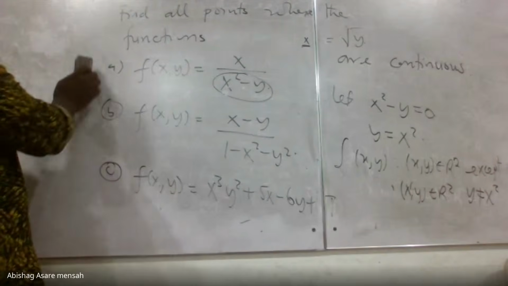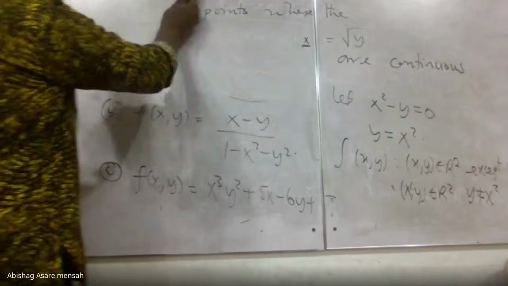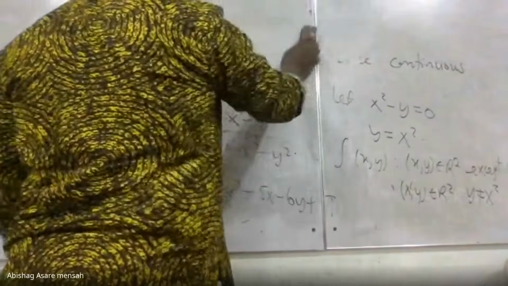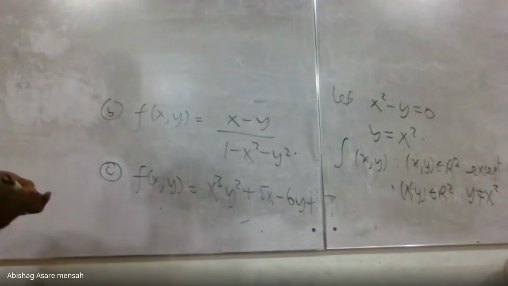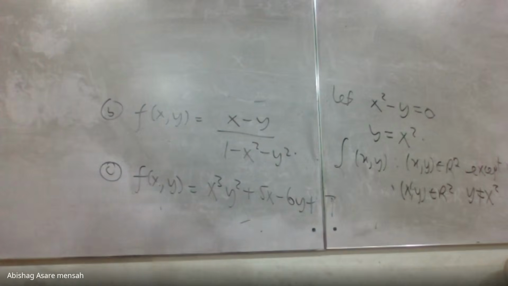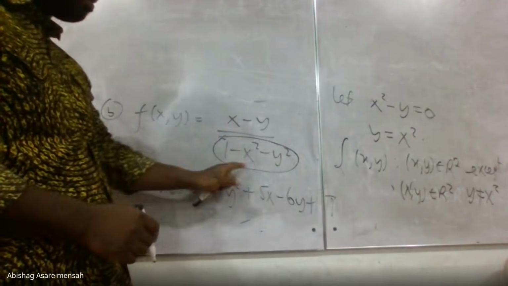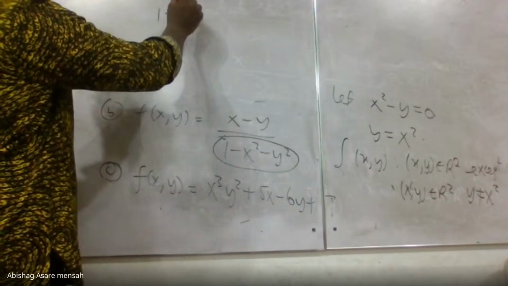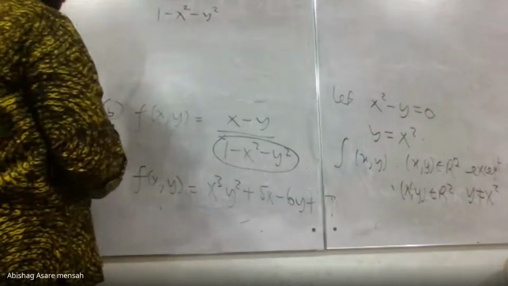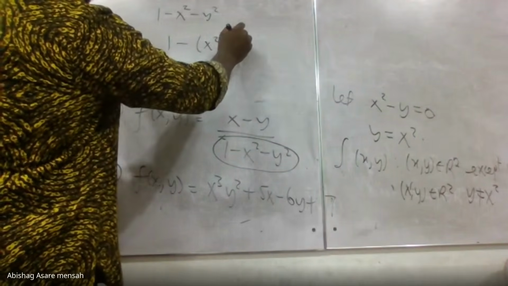Now, let's move on to this one. So how will you find the points? You look at the denominator. So we are finding the points where this function is continuous, except this one. So you let y minus x squared minus y squared, right? Can I write it that y is equal to this squared plus y squared? Yes.